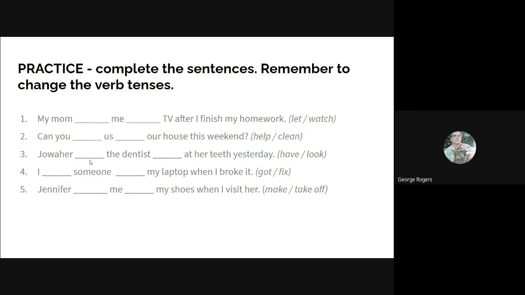Jawalar blank the dentist, blank her teeth yesterday. So notice this is a key word here for past, yesterday. So you may have to change the verb tense of these. Okay.